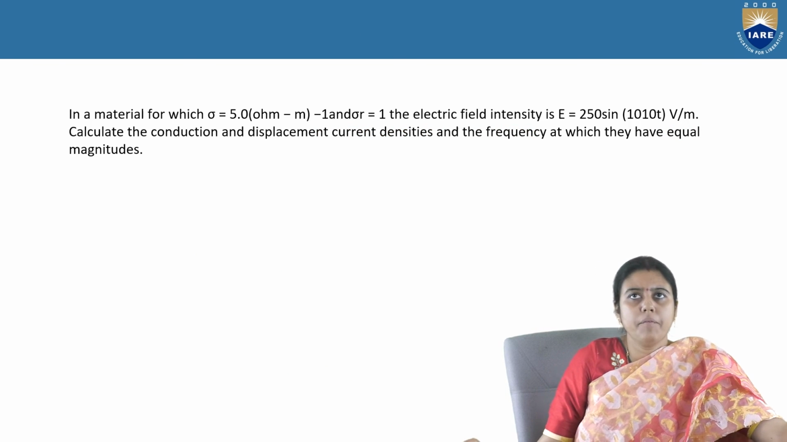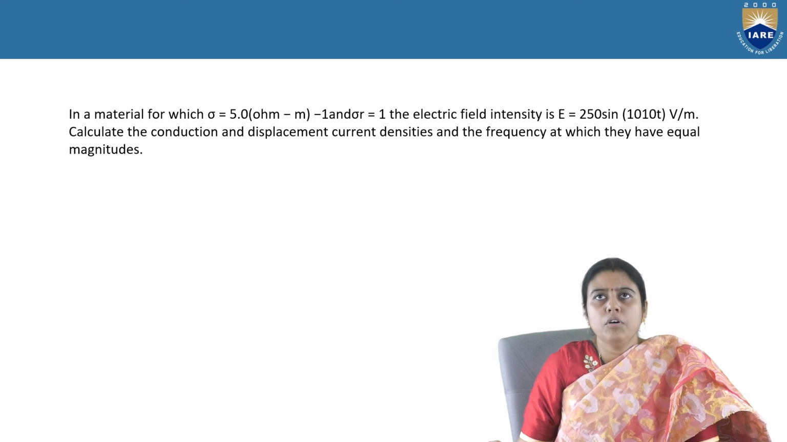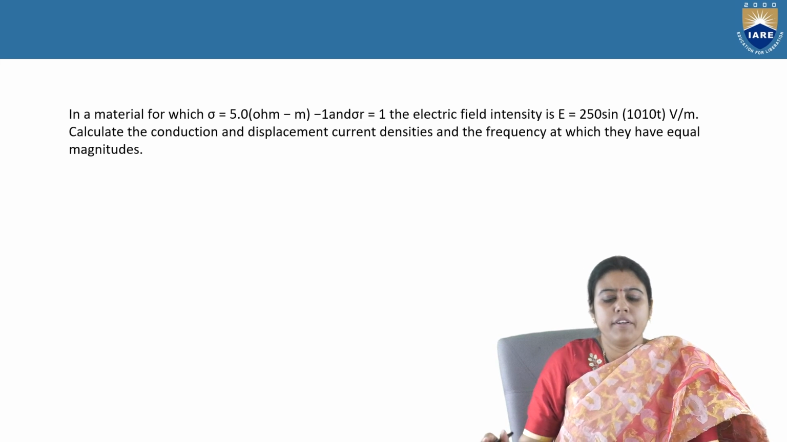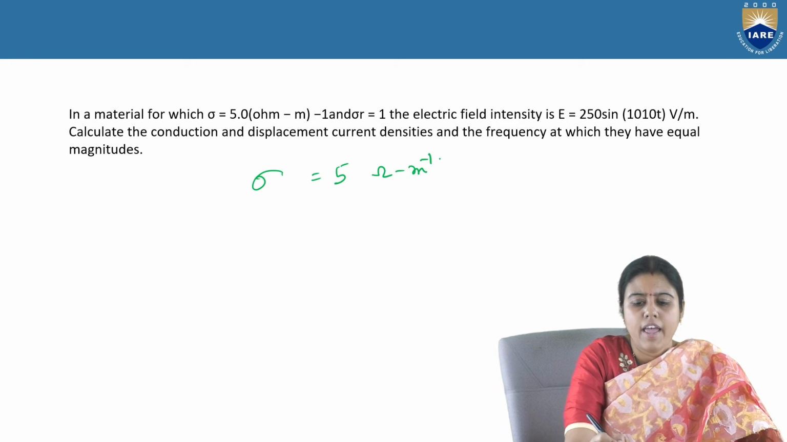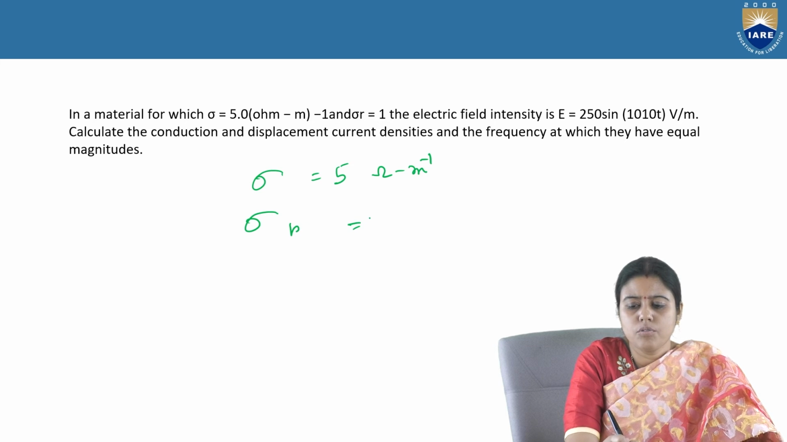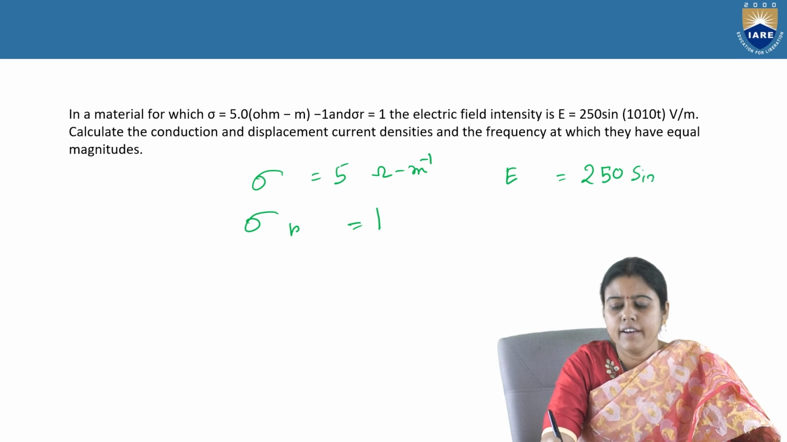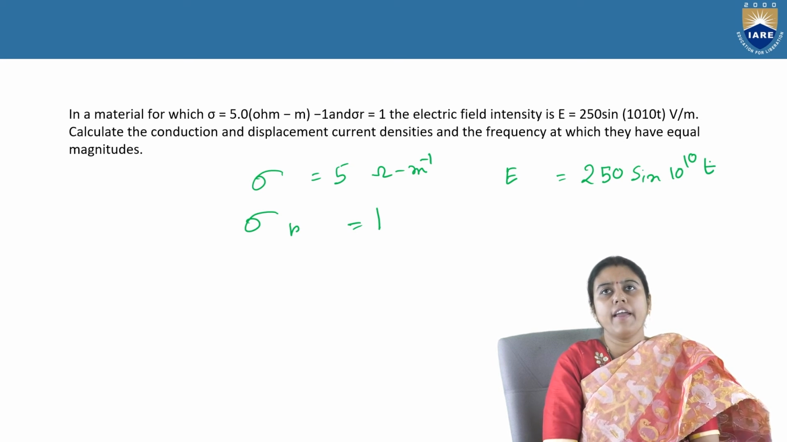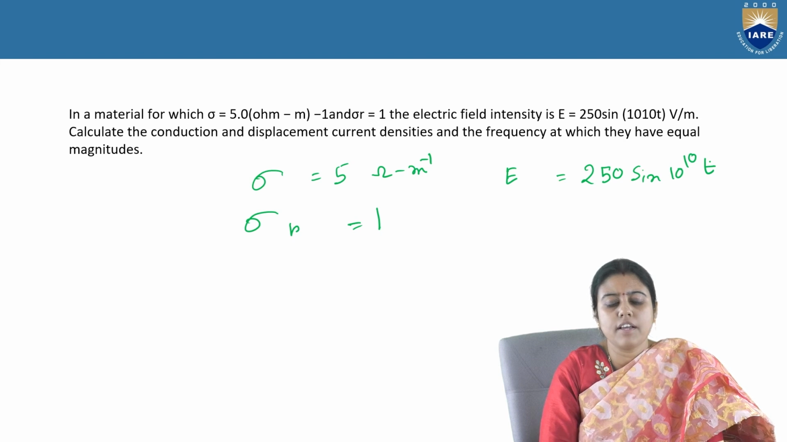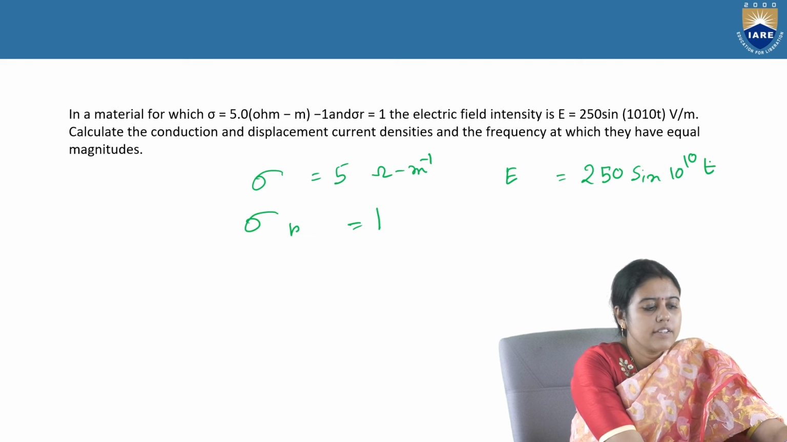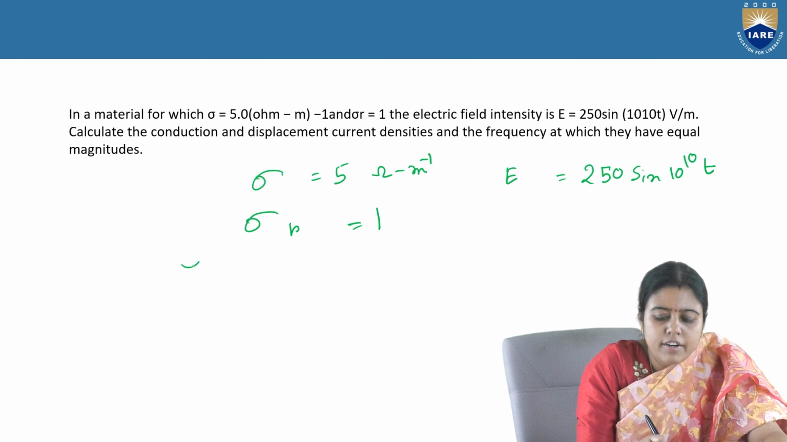So this is the last problem of today's class. In a material, sigma is equal to 5 ohm per meter, and epsilon r is equal to 1. Electric field intensity is given as 250 sin 10 to the power 10 t. Find the conduction current and displacement current. First, we will discuss the conduction current. What is the meaning of the conduction current?